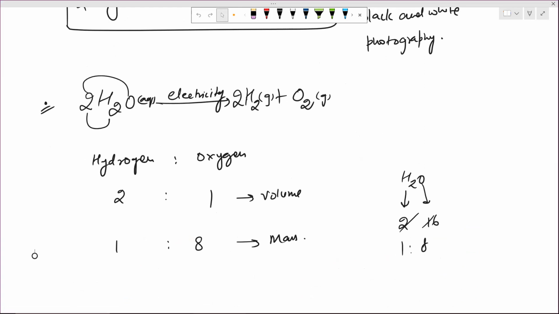Okay, single. Tell me, is the decomposition of AgCl to give Ag plus Cl2 an example of combination reaction? No, it is not an example of combination reaction.